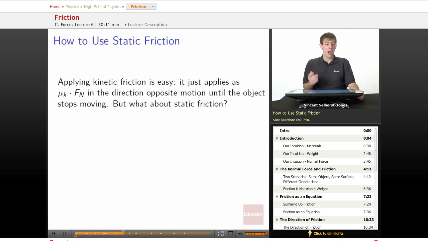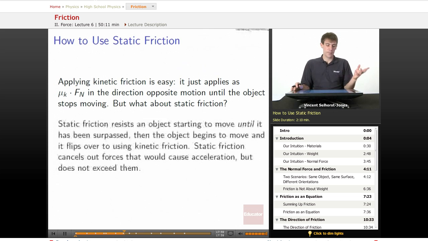All right, so applying kinetic friction is pretty easy. If we just want to have friction on an object, it's just going to be mu k times Fn until the object stops moving, and it's going to go in the direction opposing its current motion. Real easy. It's just a constant force, mu k times Fn. What about static friction? Well, that's a little bit different.